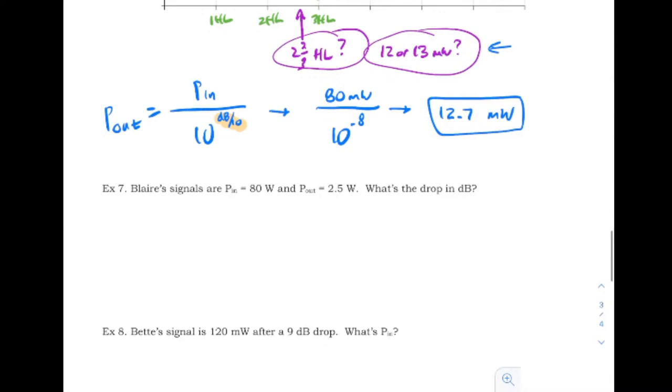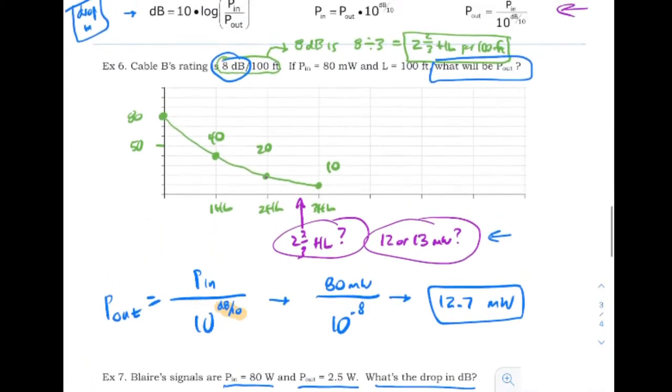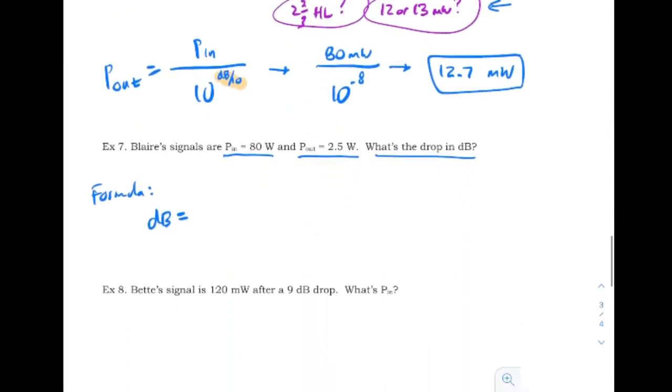Let's do this one. So here we have a drop in power. You'll see exactly what I'm talking about. We have a drop in power from 80 down to 2.5. What's the drop in decibels? Well, maybe first I'll grab the formula. The drop in decibels is, according to the formula, 10 times the log of P in over P out, which means 10 times the logarithm of P in is 80, P out is 2.5. Now, here's a note worth noting.